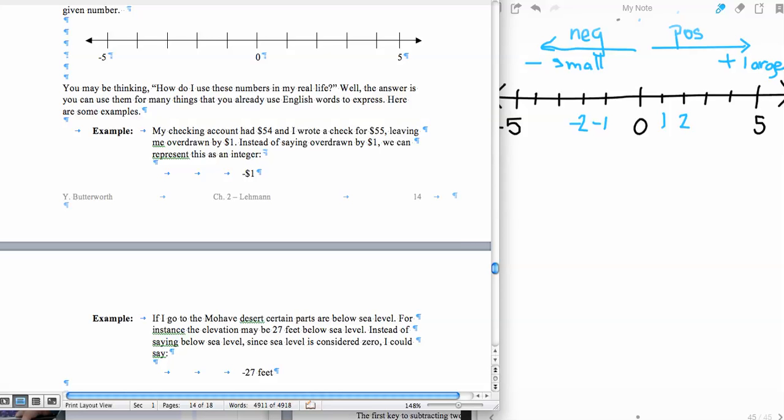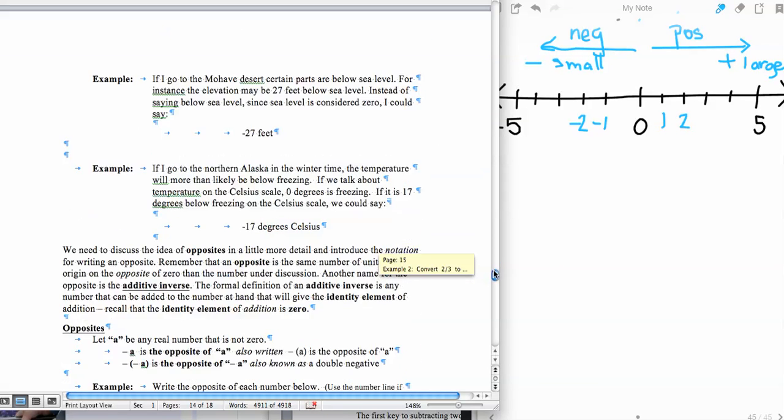My checking account had $54 in it, and I wrote a check for $55, which left me overdrawn by $1. Overdrawn by $1 is an English way of saying that you have less money than you actually have. And in math, we use a negative sign to represent that. So it's a negative $1. If I go to the Mojave Desert, certain parts are below sea level. Below sea level is an English way of saying negative numbers. So for instance, if I have 27 feet below sea level, with math, I say negative 27 feet, and that's how we can represent those.